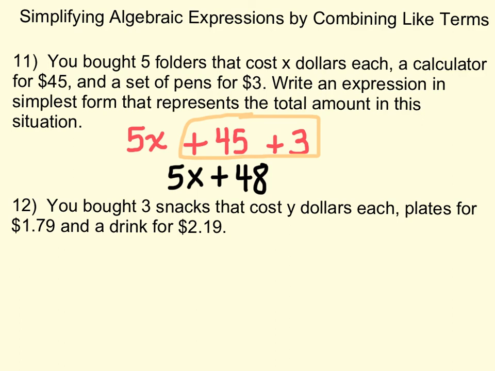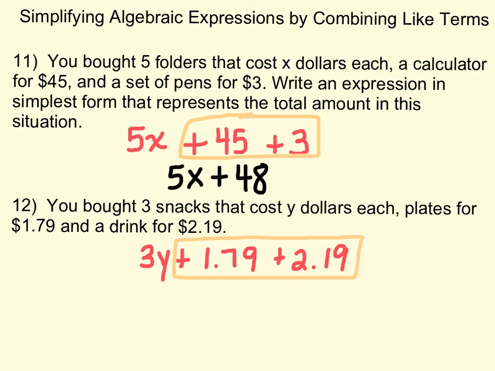All right, let's see how you did. You bought 3 snacks that cost y dollars each, plates for $1.79, and a drink for $2.19. Hopefully you combined your like terms here. So then our final answer, once we simplify, is going to be 3y plus $3.98. Nice job.